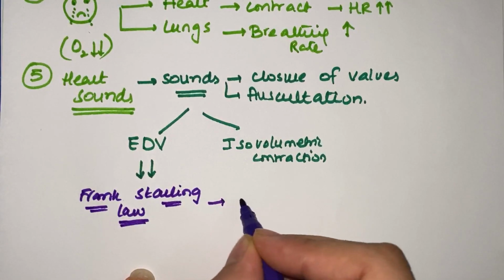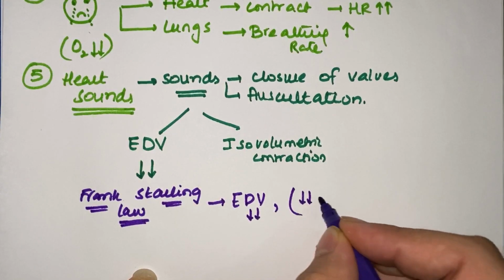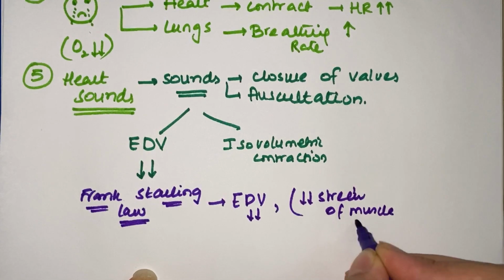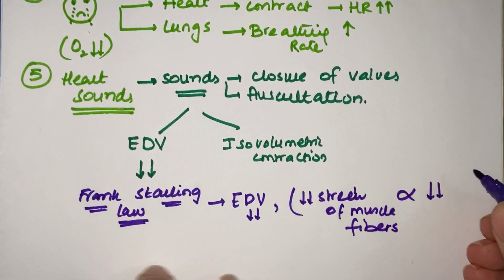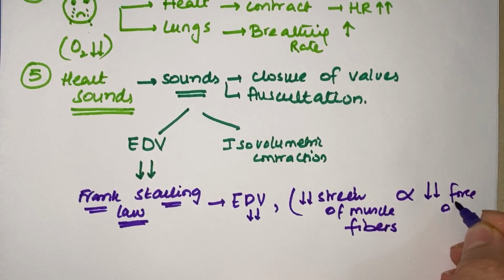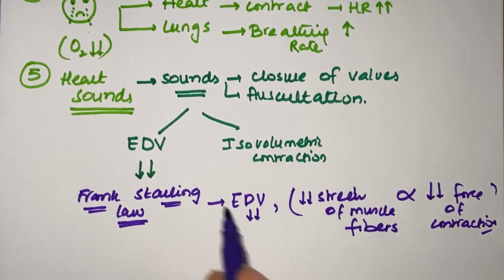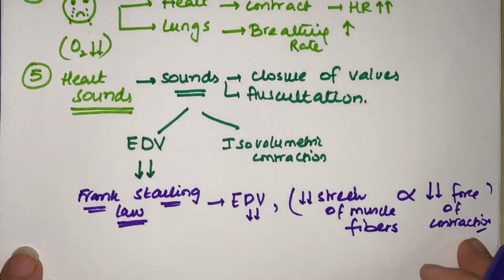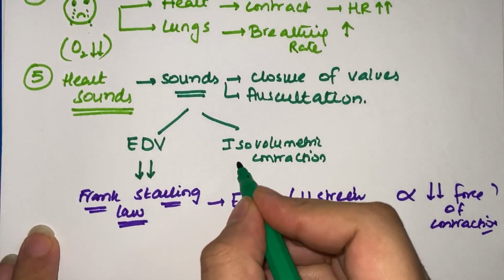Whenever there is reduced end diastolic volume, whenever there is reduced stretch of the muscle fibers, this reduced stretch is directly proportional to a decrease in the force of contraction. So applying this concept here, since end diastolic volume is reduced, muscle fibers will stretch less than normal, and what will happen? The isovolumetric contraction, its magnitude will also reduce.